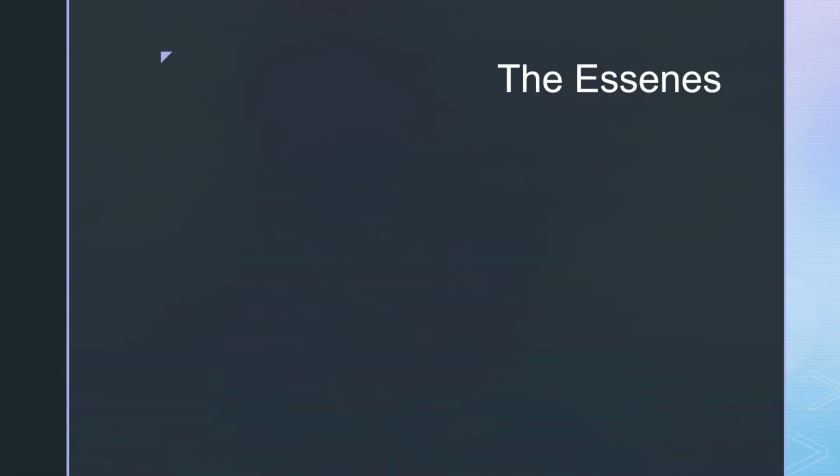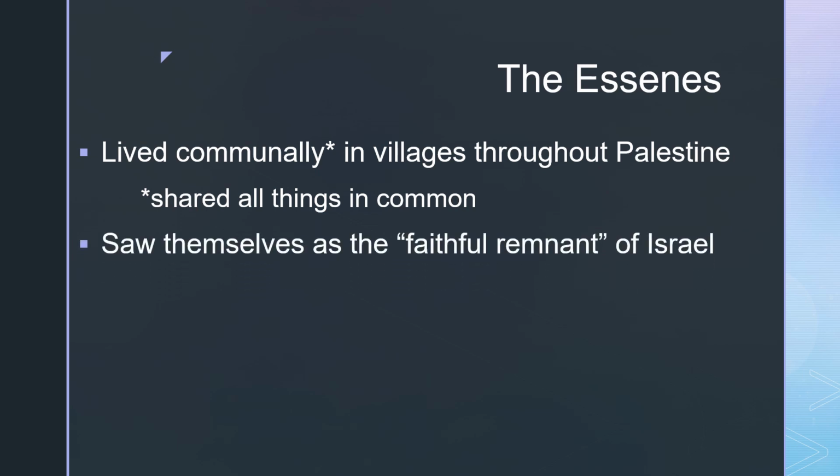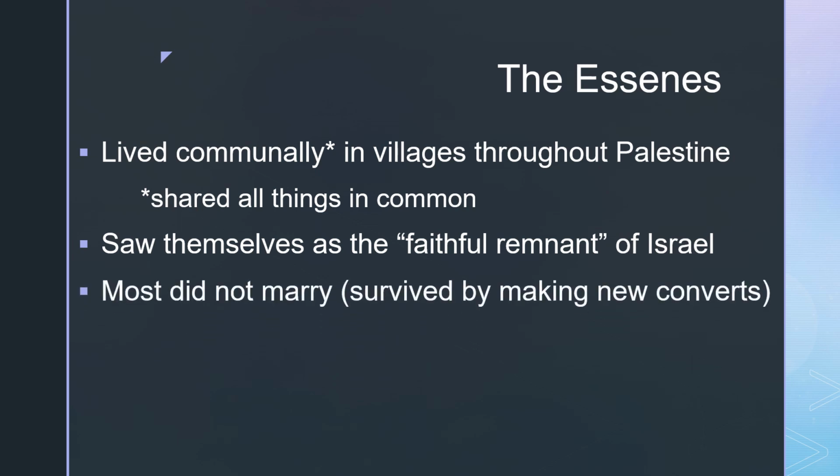The Essenes, all right? The Essenes lived communally, meaning they shared things in common in villages throughout Palestine. They thought that they were kind of the faithful remnant of Israel. They thought that, hey, we have to withdraw from society. We are the only ones actually trying to follow the Lord. Many of them did not marry. They didn't forbid marriage, but it was not really highly encouraged amongst that group. And so the only way they continued is by making new converts.